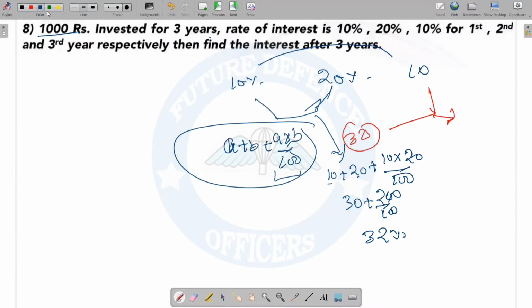Okay, so we will be merging this with 10. So we will get here 32 plus 10 plus 32 into 10 upon 100. Okay, so here we will be getting 32 plus 10, 42 plus 3.2.